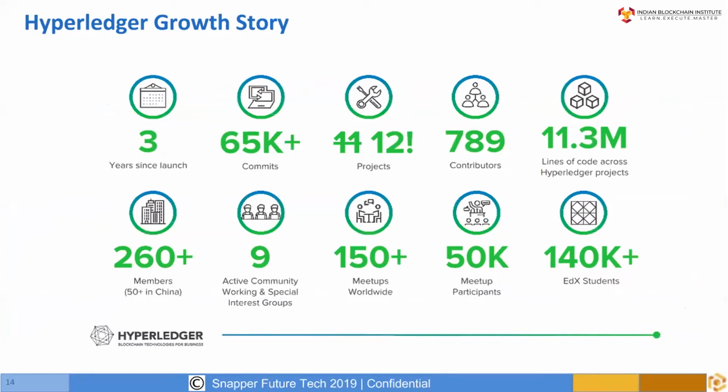So yeah, Hyperledger growth story. It's been 4 years. 65,000 plus commits. 14 projects now. 389 contributors. 12 million lines of code.